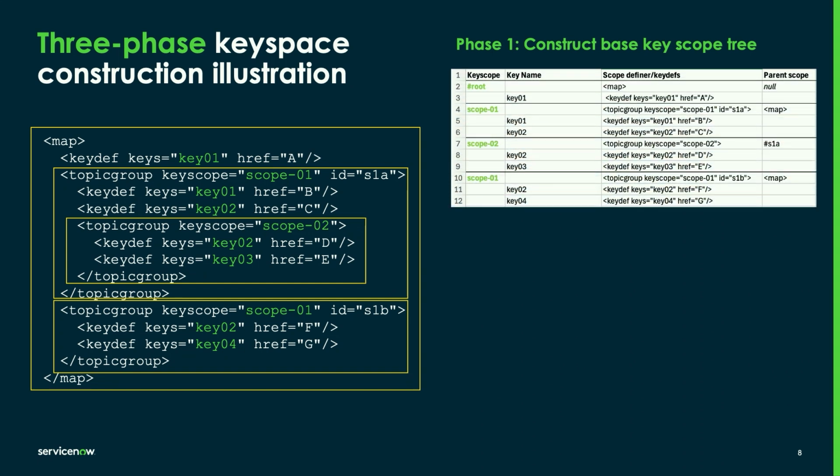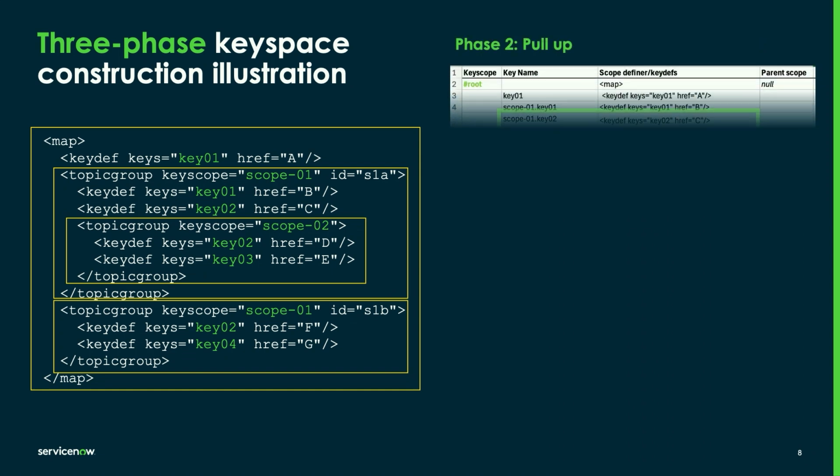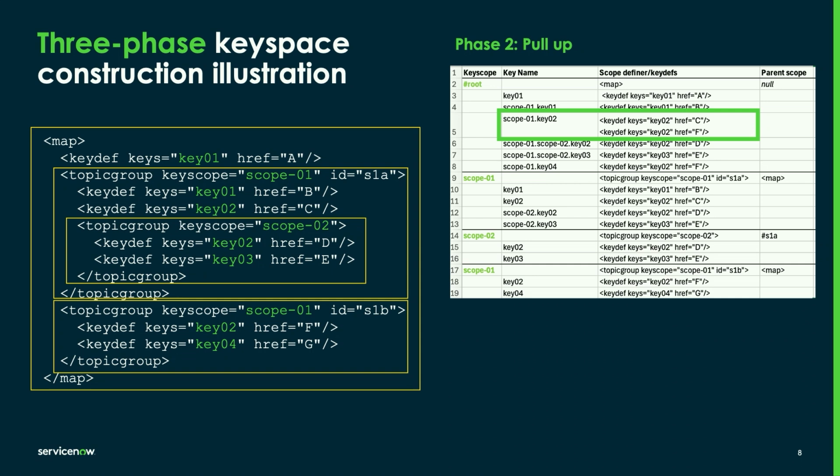So in phase 1, I just find all my key scopes and look at the key definitions that are in there. I realize this is too small to read, but you get the idea. In phase 2, we're going to pull up keys from below. I've highlighted a case where I have two different scopes. If you'll notice, I have a scope named scope 1 and another scope named scope 1. They both define the same key name, key 2.